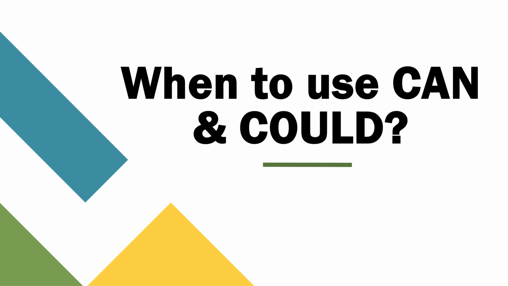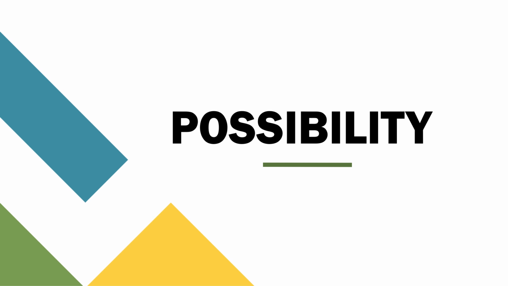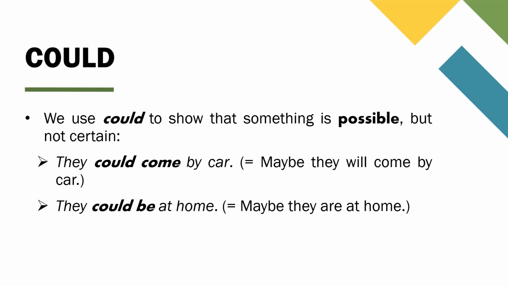When to use can and could. We use can and could to indicate possibility. We use could to show that something is possible, but not certain.